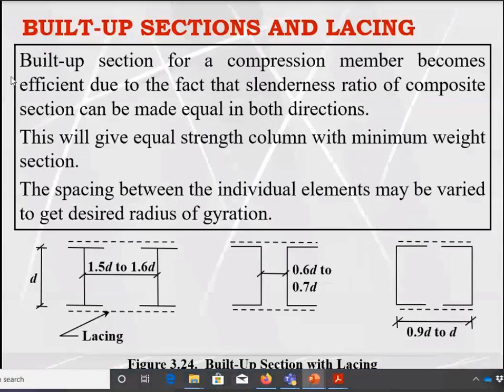So that is this one. A built-up section for a compression member becomes efficient due to the fact that the slenderness ratio of the composite section can be made equal about both directions, and this will provide us an equal strength column with minimum weight, and we can compute the spacing between the individual elements by varying the radius of gyration. So how can we do that?